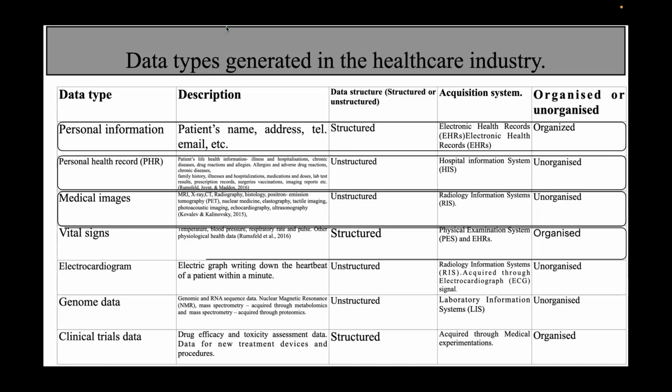We also have the vital sign kind of data, which includes the temperature, blood pressure, respiratory rates, the pulse, and other physiological health data. And this kind of data is structured and it often comes from physical examination systems or also from electronic health records. And this kind of data is organized.